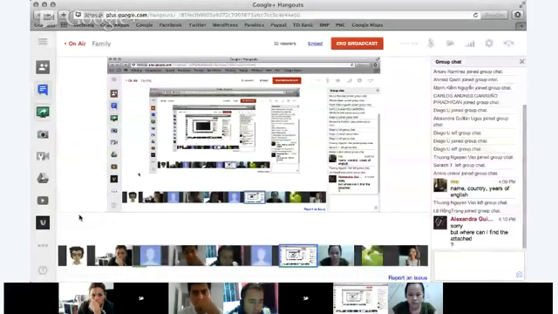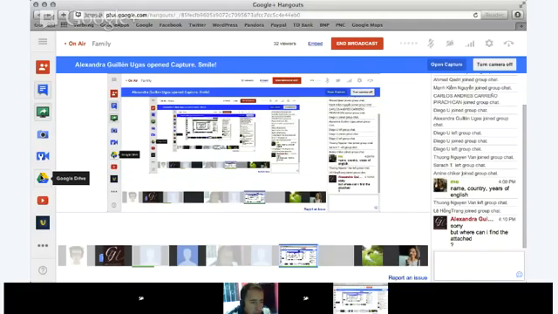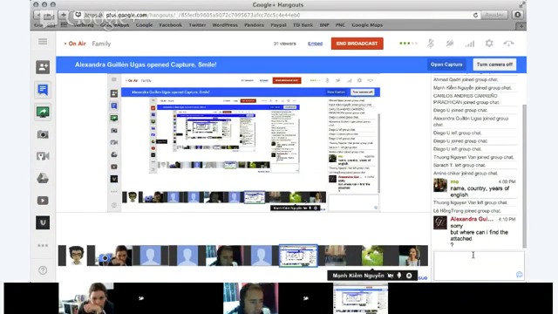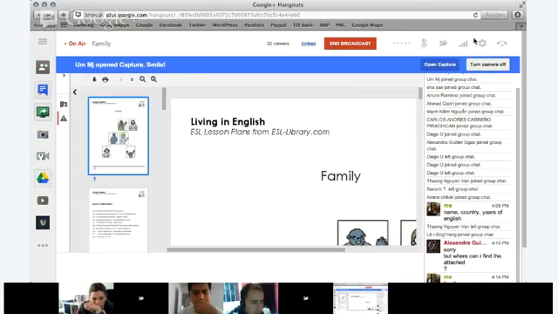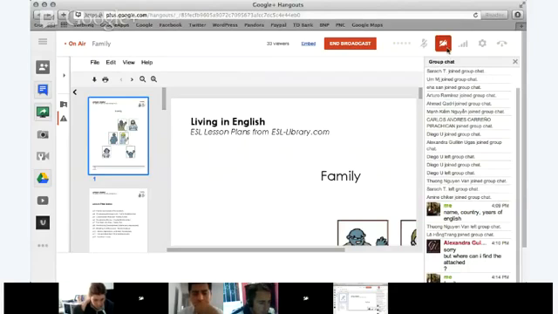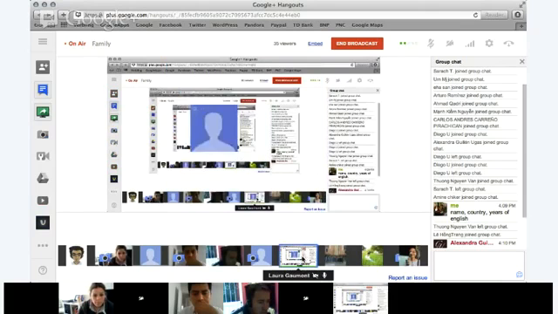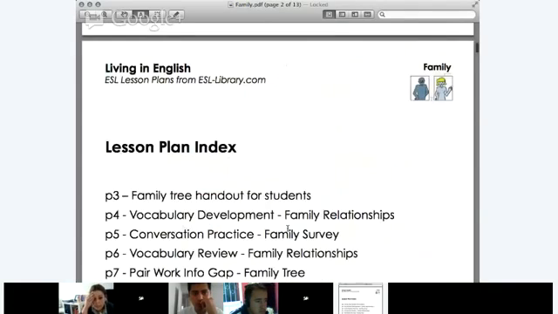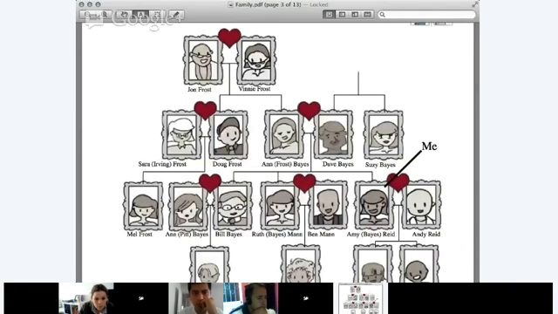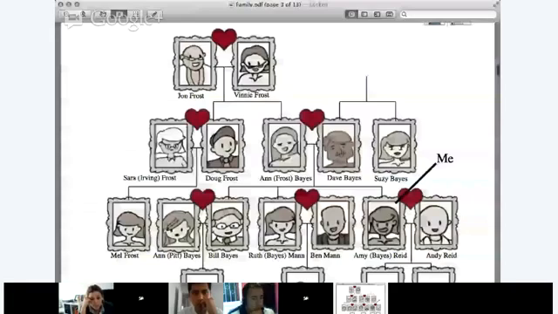So once again, I'm so sorry, but my documents are not uploading. What we're going to do is go to this icon, Google Drive. If you click on it, you should see a document labeled family. And if you cannot find it, that's all right, because I'm going to show the document on my screen. I hope this is okay. Let me know if you cannot see it.